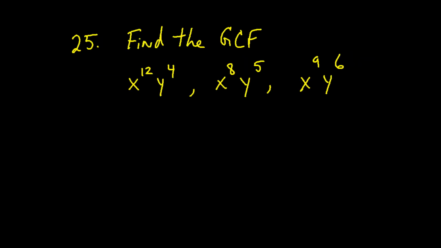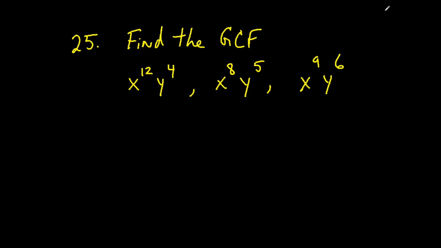The next question is asking us to find the GCF of these three terms. It doesn't say to factor it, just write down what the GCF is. So when we're looking at GCFs of variables, we always go with the lowest power of the variable, and the variable has to be in every term for it to be in the greatest common factor of all three terms.